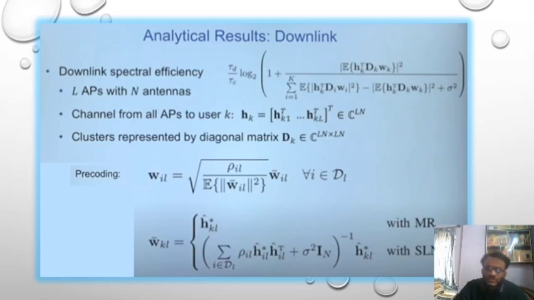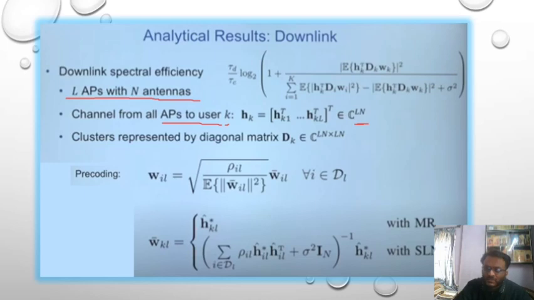Of the proposed 6G cell-free communications, the downlink spectral efficiency can be expressed by the equation, and the channel of all APs to the K number of users. I can say there are L APs, each with N antennas. So I can set K users to L APs with N antennas, so it belongs to C to the power LN.